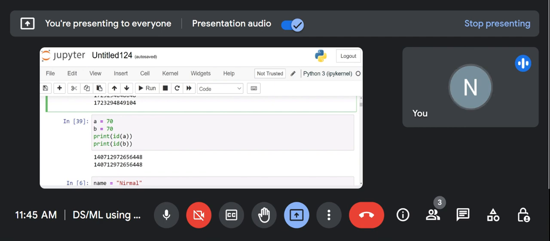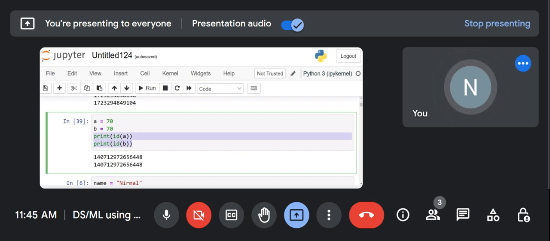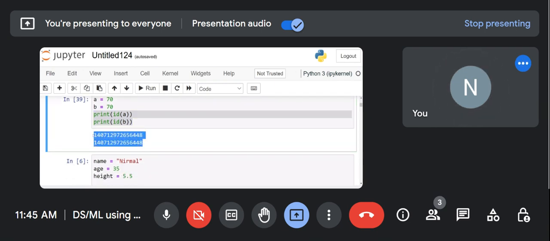Next, if I have a equal to 70, b equal to 70, and now I'm not writing b equal to a. No, I'm not writing like this. I'm writing just a equal to 70, b equal to 70, defining two different variables and assigning the value to them. Now if I check the id, even if you don't assign b equal to a, you can still check the id. Both ids are the same.